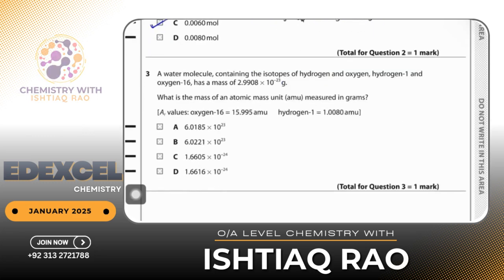Then for question 3, a water molecule containing the isotopes of hydrogen and oxygen, hydrogen 1 and oxygen 16, has a mass of this one. What is the mass of an atomic mass unit measured in grams? So for this question, we have to calculate the mass in AMU. Since they have given the masses in AMU, you have to take the exact reading. You can try by yourself, then I'm solving it. It's very easy.